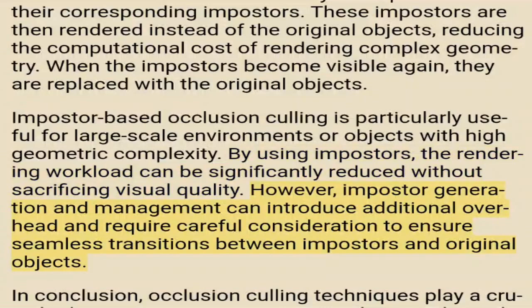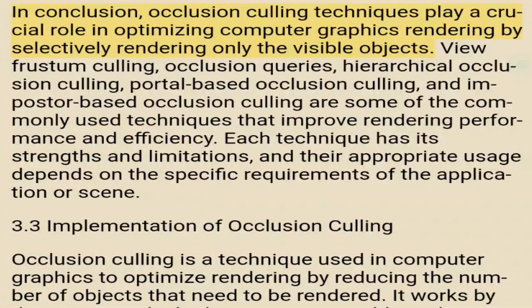In conclusion, occlusion culling techniques play a crucial role in optimizing computer graphics rendering by selectively rendering only the visible objects. View frustum culling, occlusion queries, hierarchical occlusion culling, portal-based occlusion culling, and imposter-based occlusion culling are some of the commonly used techniques that improve rendering performance and efficiency. Each technique has its strengths and limitations, and their appropriate usage depends on the specific requirements of the application or scene. 3.3 Implementation of occlusion culling.